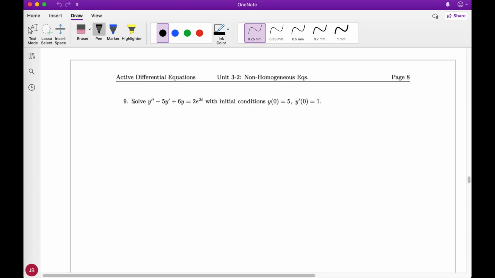Hello once again for page 8 of the notes. This video is going to be a little bit longer because we're going to try to get through pages 8 and 9. So just bear with me, okay? But here we have a whole page to do this problem number 9.